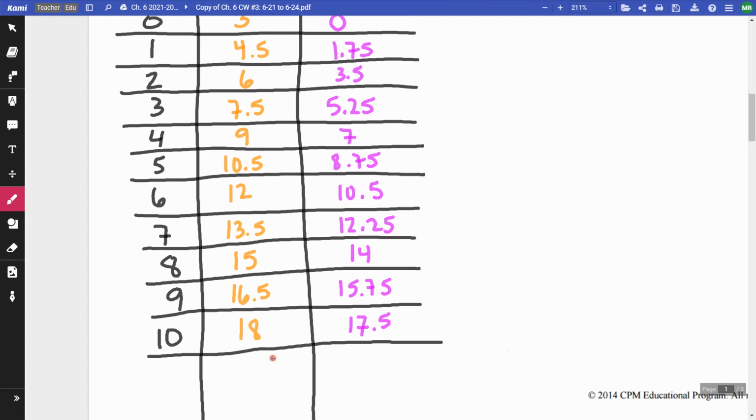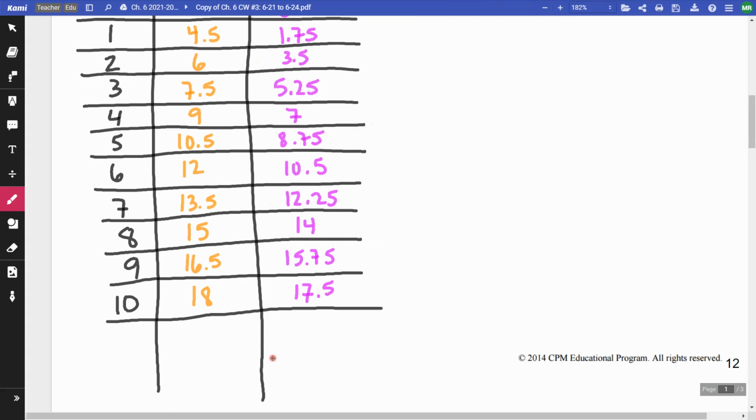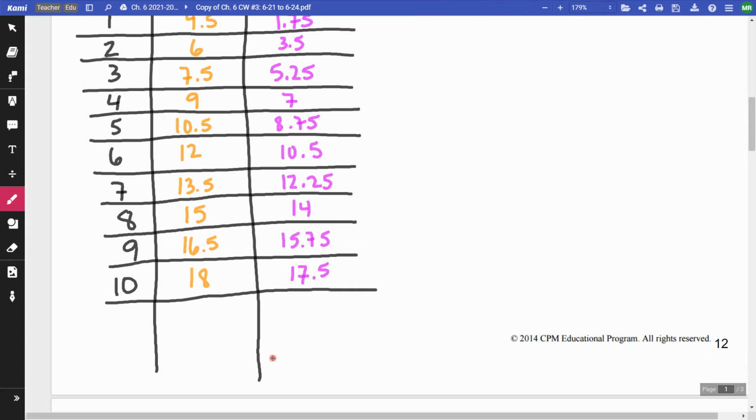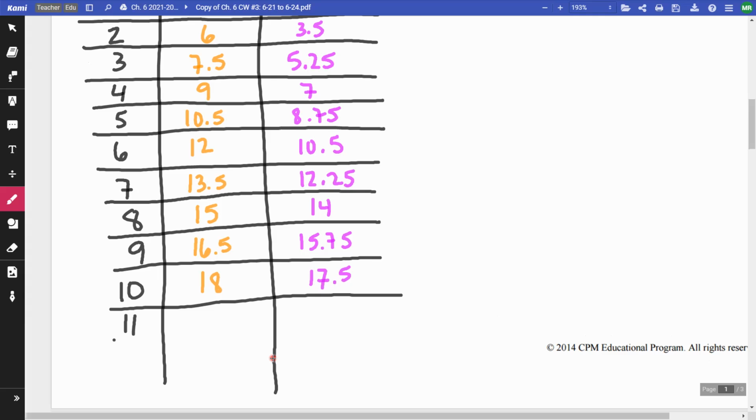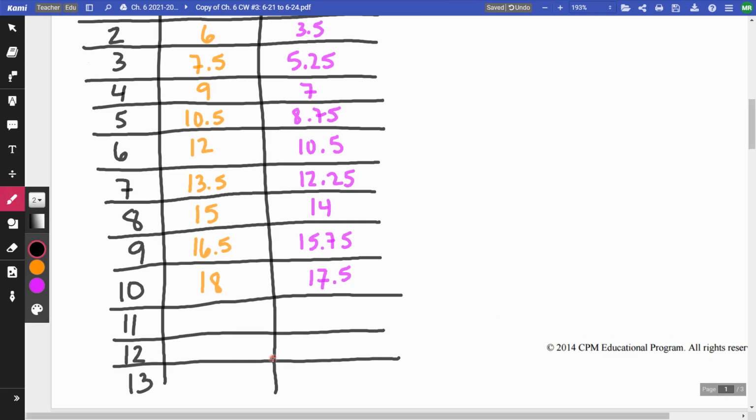Okay, so if you haven't gotten it already, pause and keep going and just see if you can find it. Okay. 11, 12, 13. I'm running out of space here, so let me at least fill out this much, and then I can start a new set of columns if I need.